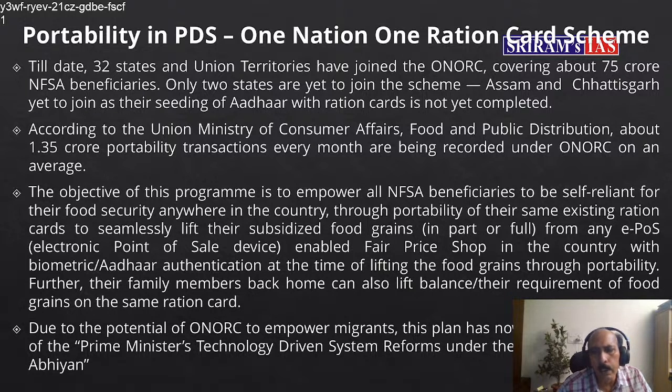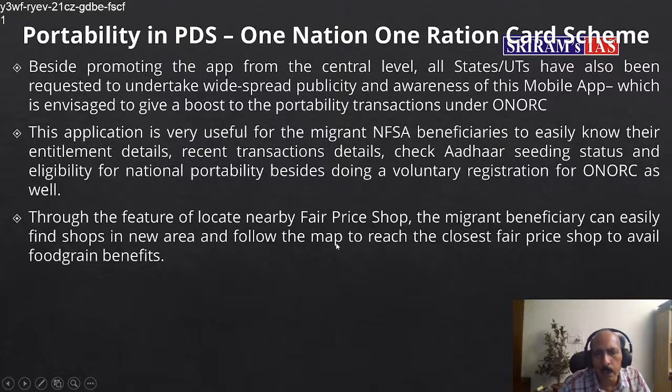And therefore, that fair price shop manager has to provide the subsidized food grains to the person, and at the back end the calculations are made and the food grains are transferred from one state to another state depending upon the surplus and deficiency of the people who are getting the food grains from other states.